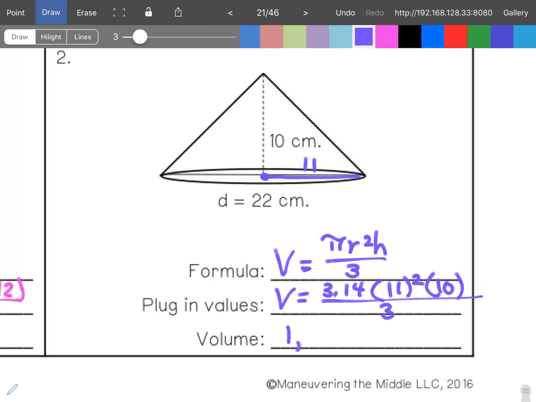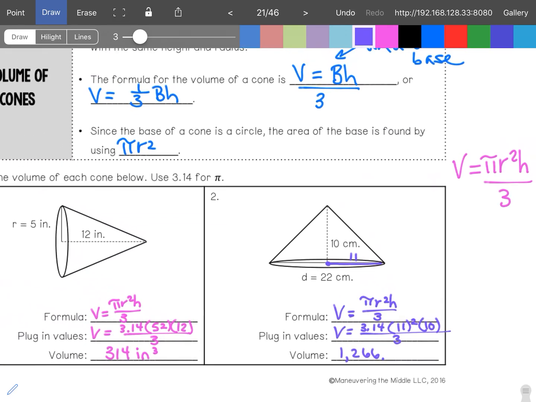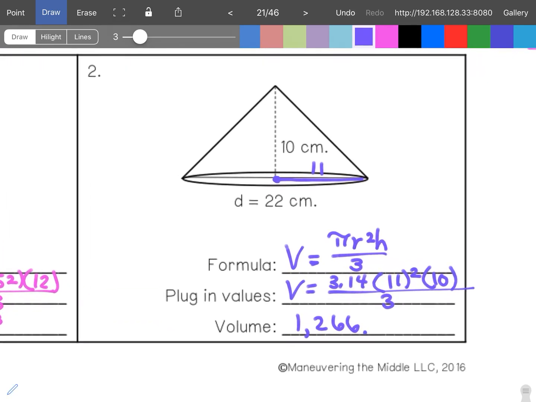And you get 1,266. It doesn't really say what to round to. We're going to go to the 10th place, 0.5 centimeters cubed.